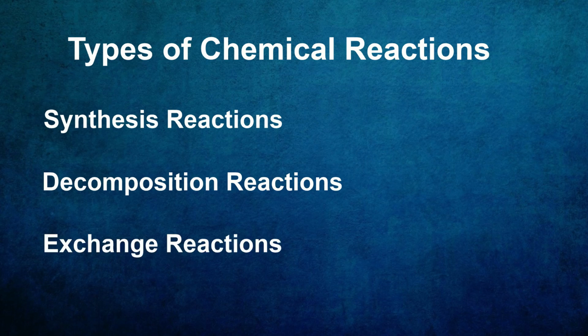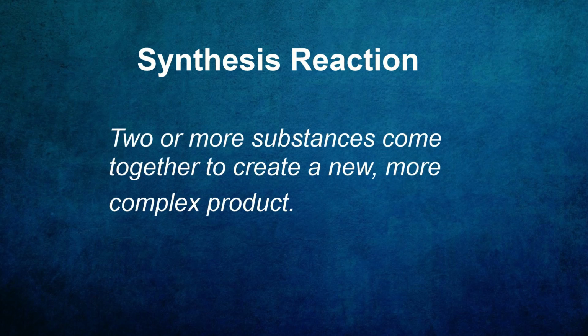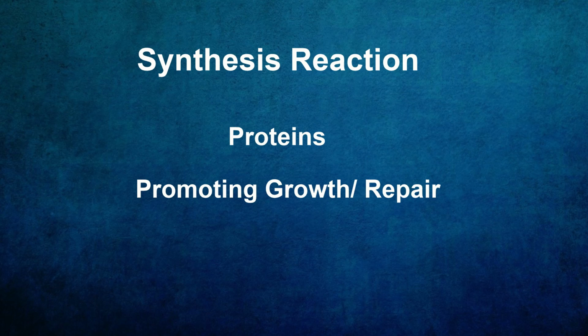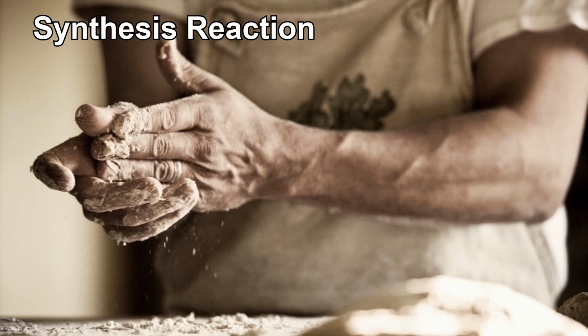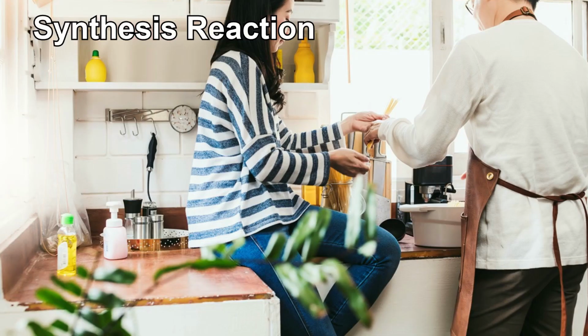In a synthesis reaction, two or more substances come together to create a new, more complex product. This type of reaction is crucial for building essential molecules, such as proteins, and promoting growth and repair in the body. So you can think of this synthesis reaction as being like where we take A and B and add them together to make AB. I like to think of a synthesis reaction as being like when you're cooking. You take various ingredients, then put them together in a recipe to make food, something more complex.